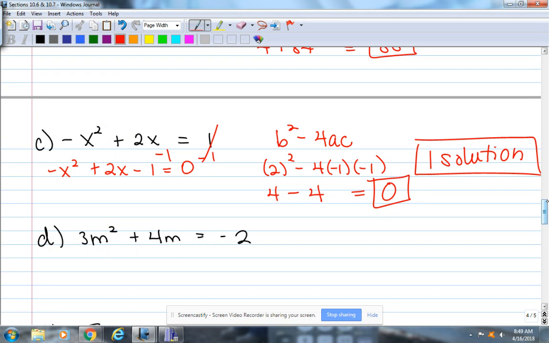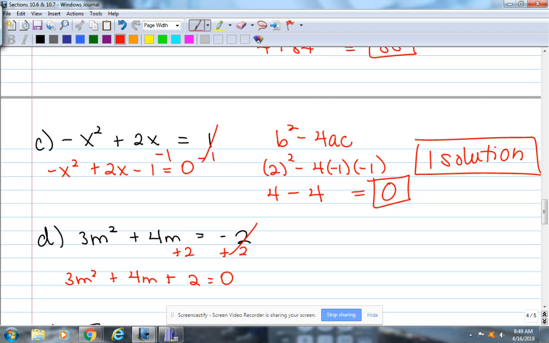All right, this one's got m's in it. Same thing as if it had x's in it. It's still quadratic, still a parabola. It doesn't matter the variable. What are we going to do to this one first? Add the 2 to both sides. So I have 3m squared plus 4m plus 2.